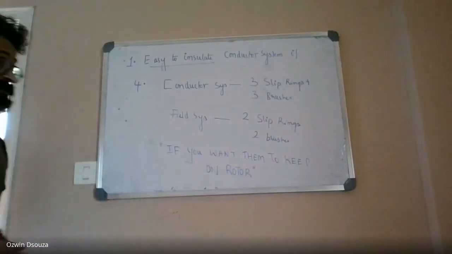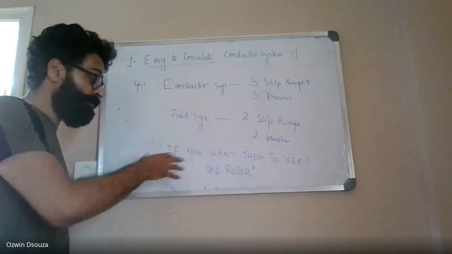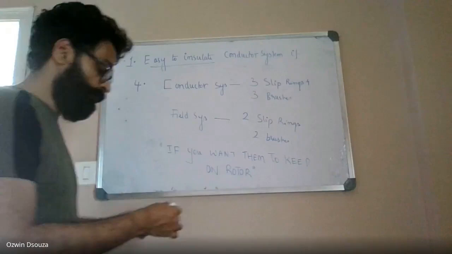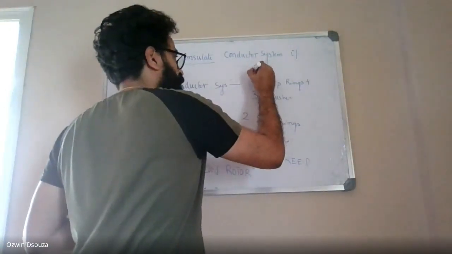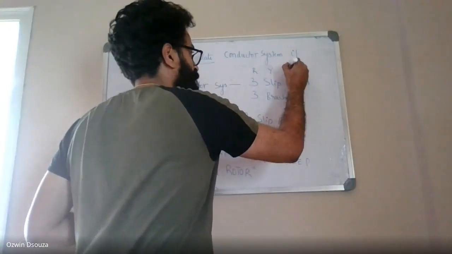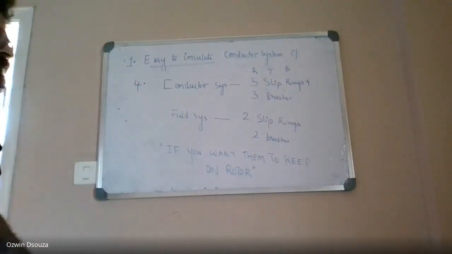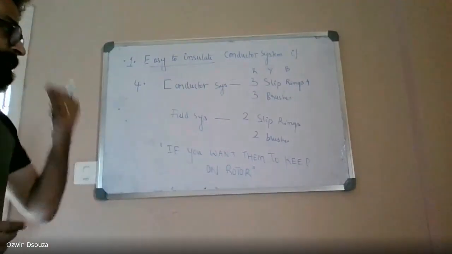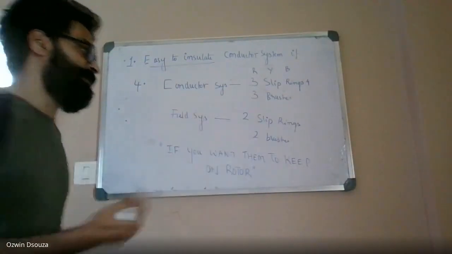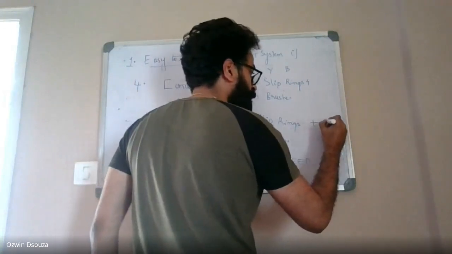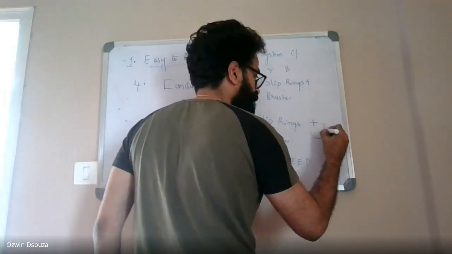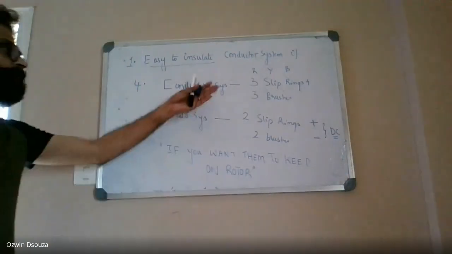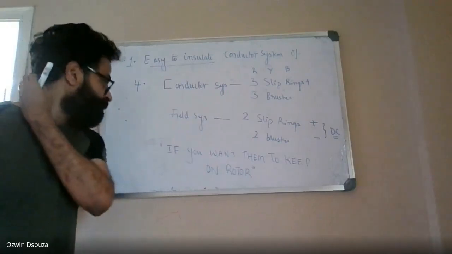So if you want to keep the conductor system onto the rotor side, you need 3 slip rings and 3 brushes. Why 3 slip rings? One slip ring for R phase, Y phase, and B phase. On the other hand, if you want to keep the field system onto the rotor side, you would need only two slip rings. Why only two? One for the positive terminal and one for the negative terminal, because the field system operates at DC level. So the answer is right in front of us.